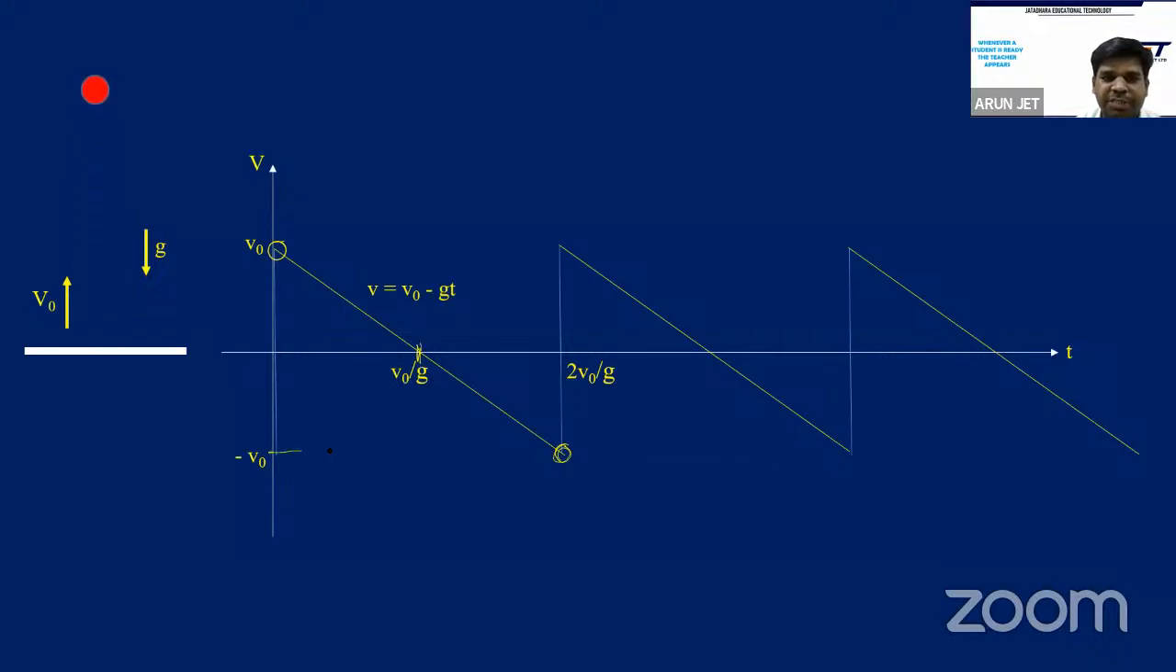When the speed is the same as V naught but opposite in direction, the velocity is minus V naught. The moment it hits, its direction reverses. If it hits perpendicularly, it will rebound perpendicularly. It's a vertical motion under gravity, so it hits perpendicularly and rebounds perpendicularly. That means the moment it hits, its speed will be the same, let's say 5 meters per second, but in the opposite direction.